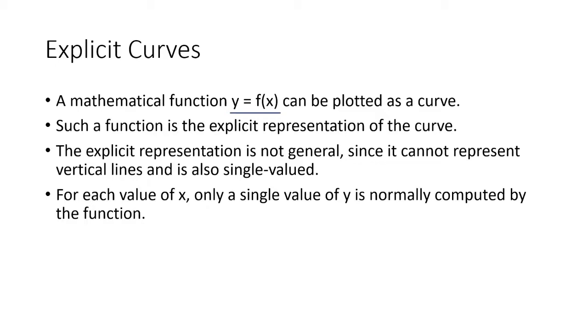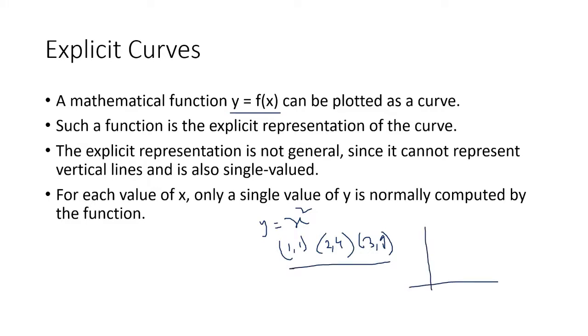So, for example, you can say that y equals x squared. Whenever x is 1, we are getting 1 comma 1. Whenever x's value is 2, we are getting 2 comma 4. When it is 3, we are getting 3 comma 9. Using this, you can choose these 3 points, 1 comma 1, 2 comma 4, and 3 comma 9. Let's say they are over here. So the curve will look like this.